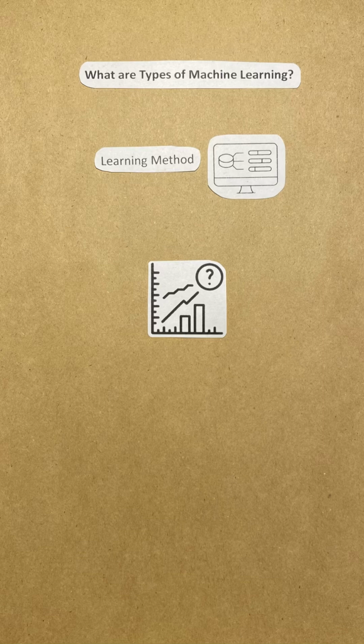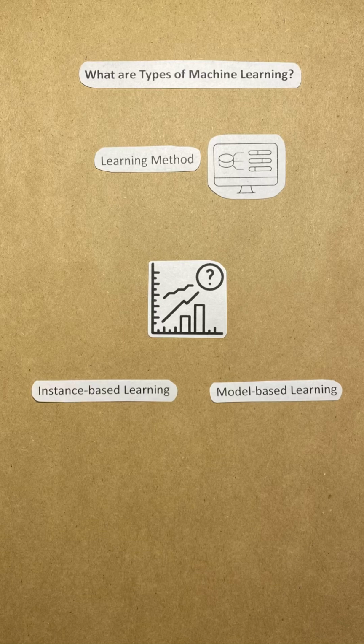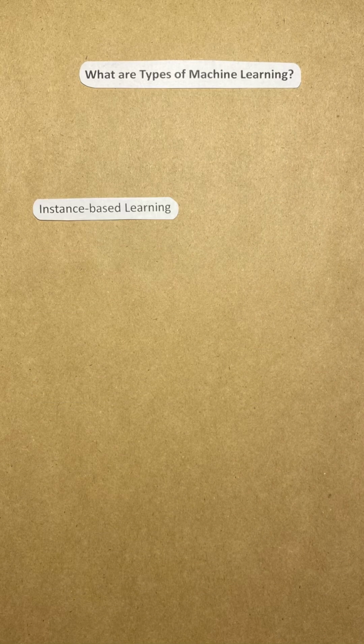When we talk about machine learning, we're often talking about making predictions. This means we want our system to learn from examples and then be able to make predictions about new, unseen examples. There are 2 main ways to do this: instance-based learning and model-based learning. Let's understand these with examples.